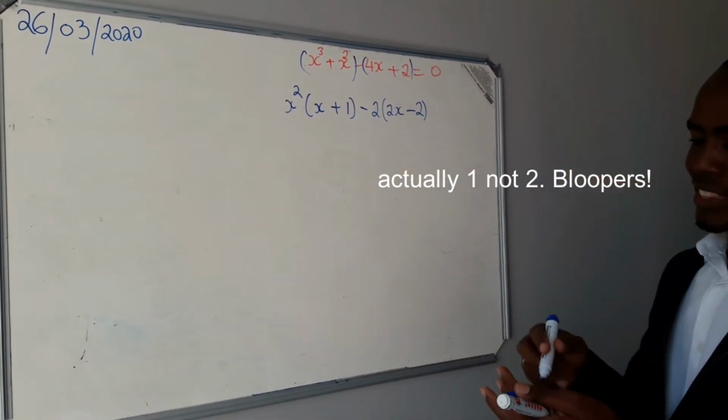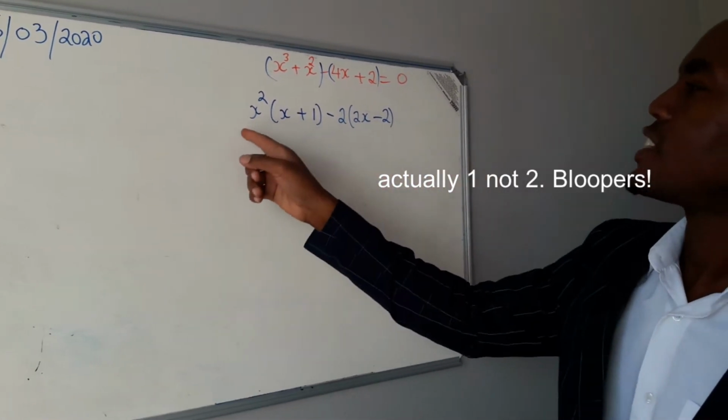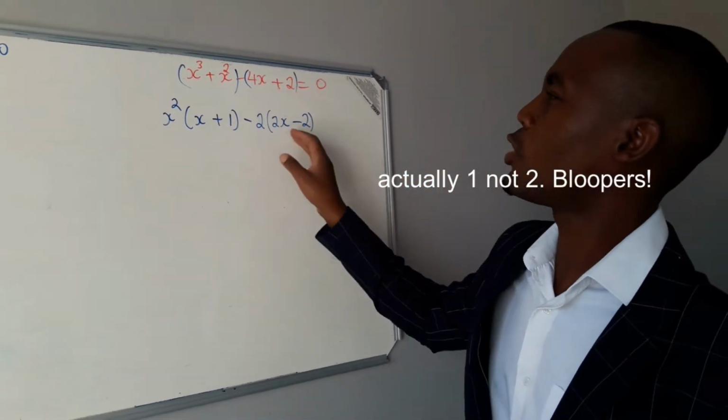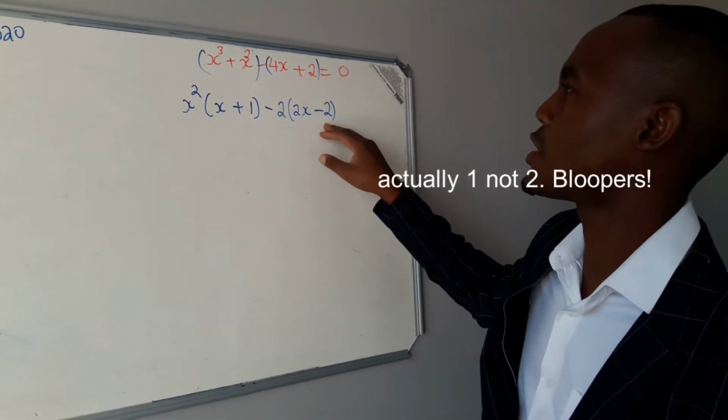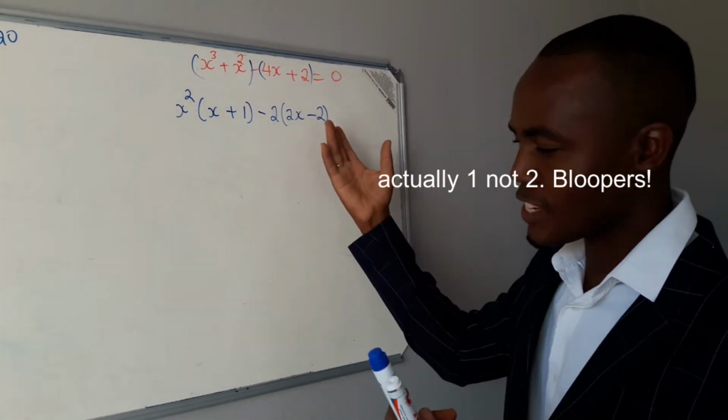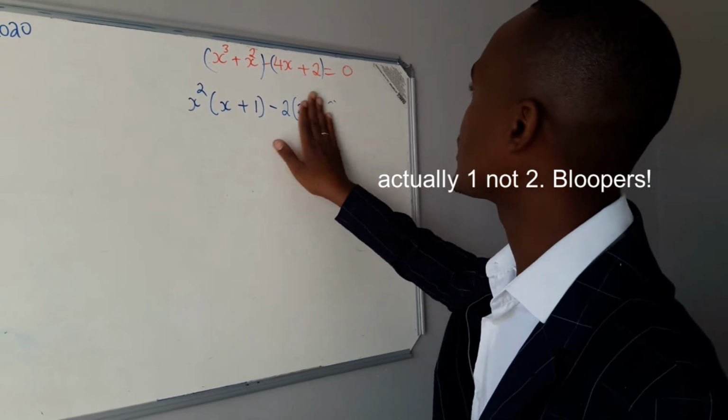Now, if we look at this factorization that I've just done, this is really not possible because we don't have a common term. You see, we have x plus 1 here, we should have another x plus 1, which is not the case. So this does not work. So I'm going to have to erase that.